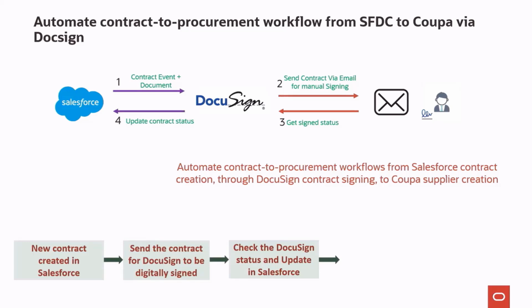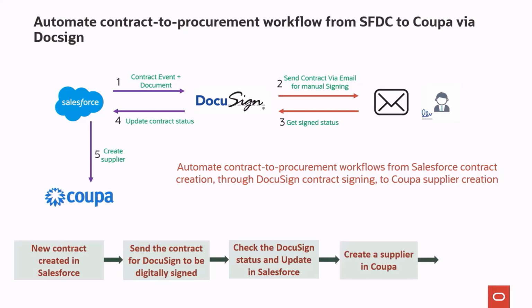Here, if you observe, steps number 2 and 3 are marked with separate colors. Here, we are not using OIC for the contract signing because that's the internal process of DocuSign. But in order to send the document to DocuSign, we are using our native adapters, the DocuSign adapter and Salesforce adapter, for steps number 1 and 4.